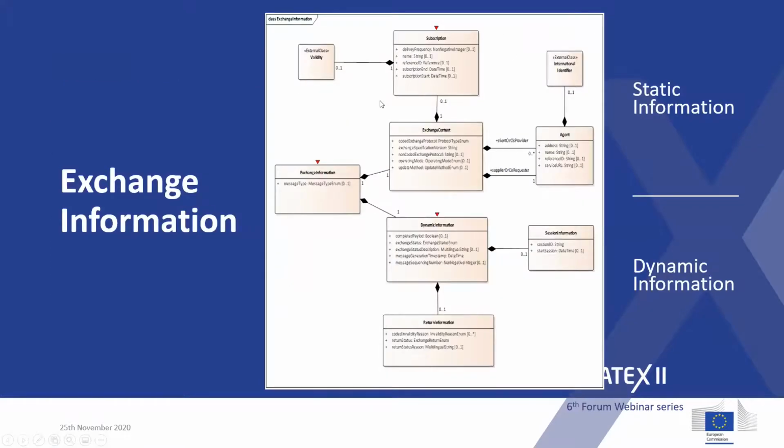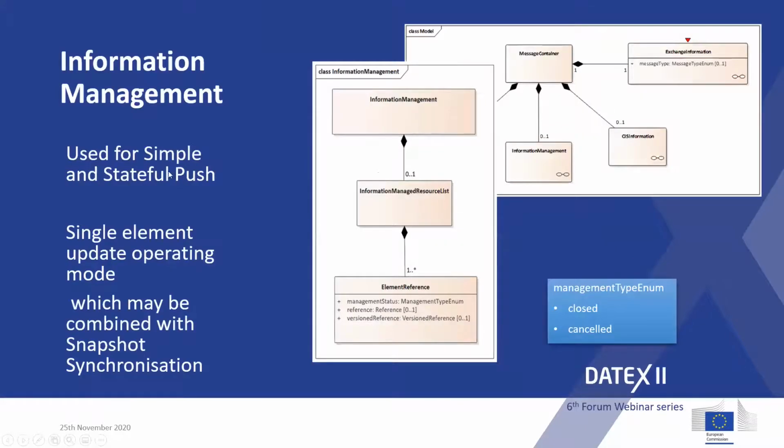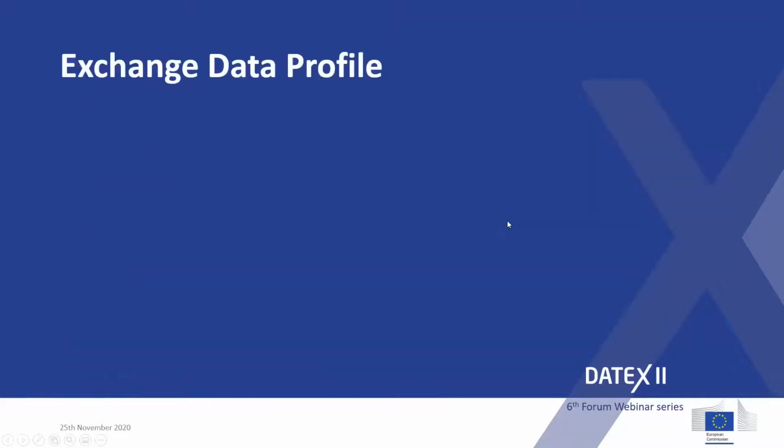Exchange information is one part of static information or dynamic information. We will see static information about subscription and dynamic information about the return status for managing handshaking. Information management is supporting the information update management. If we have information delivered by push and we do delta update, incremental update, when an element is no more valid, you need to deliver it via the information management as closed. Closed or cancelled elements are delivered through the information management section.